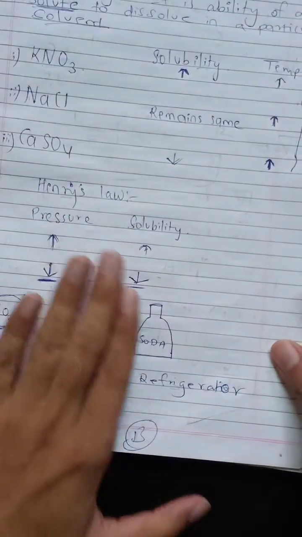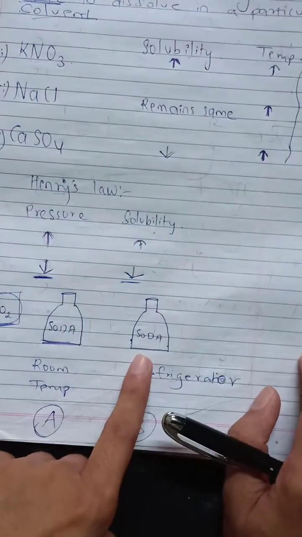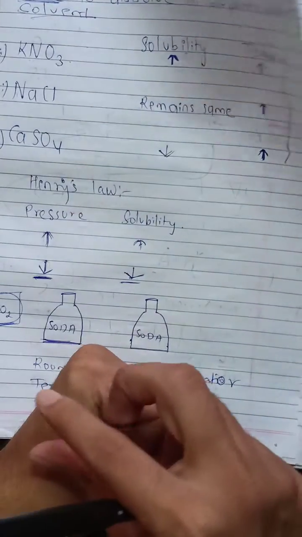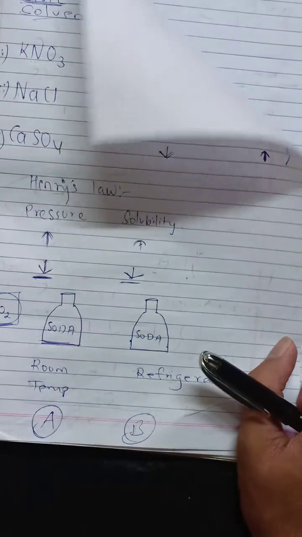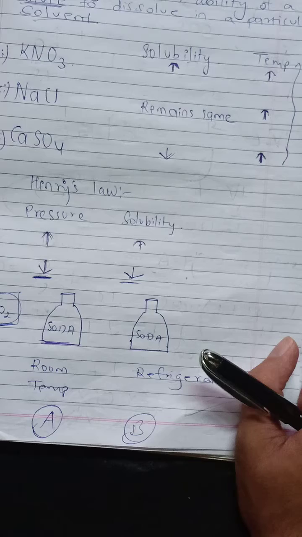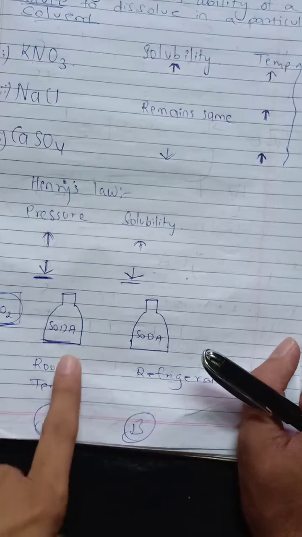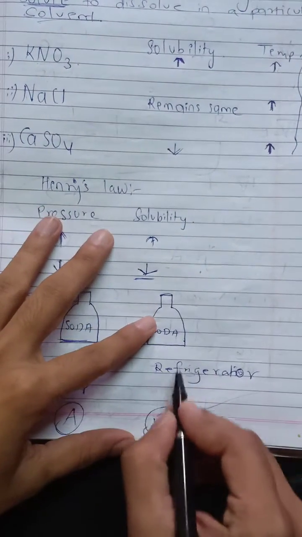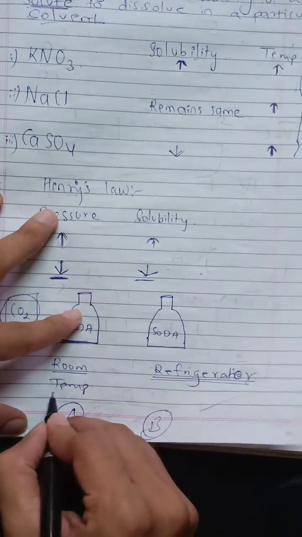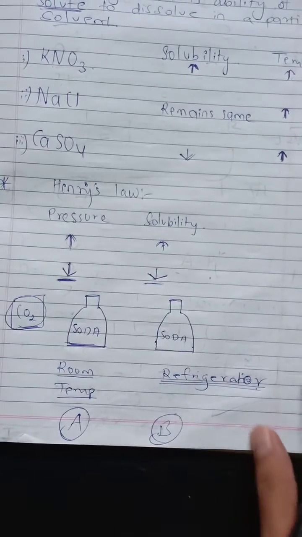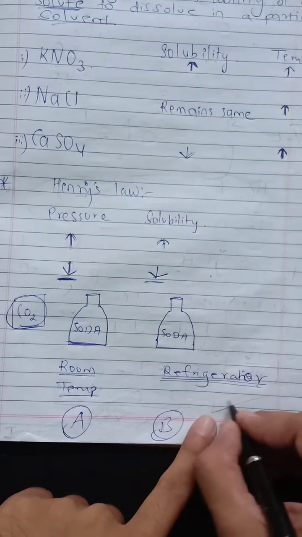But whenever we take up the second example, that is the B condition, the refrigerator part. Whenever we take this soda bottle from the refrigerator and open it, it produces a sound, and at the same time, more and more gas bubbles are seen in the bottle. And whenever you drink that soda, it will taste quite sweet compared to the normal bottle. So the soda bottle kept inside the refrigerator and the soda bottle kept at normal room temperature outside, normal condition I'm talking about.